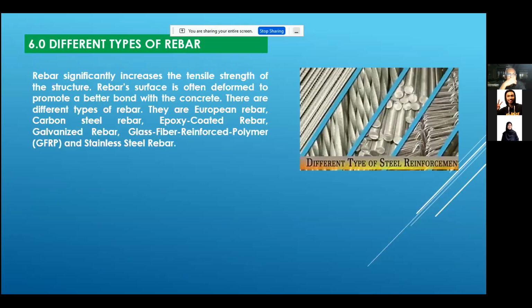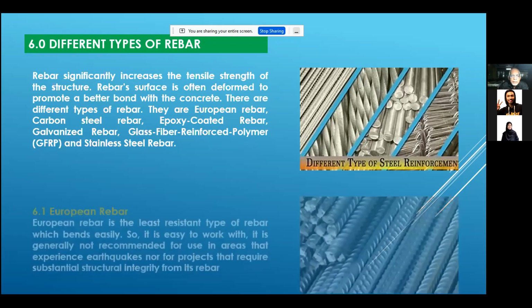Okay, there are different types of rebars. Rebars increase the tensile strength of the structure. Rebar surface is often deformed to promote better bonding, as mentioned just now. There are also different types of rebar, namely as follows. We go one by one.